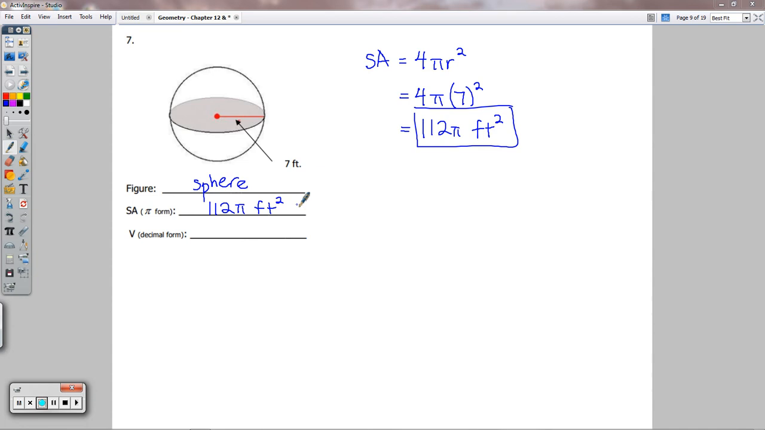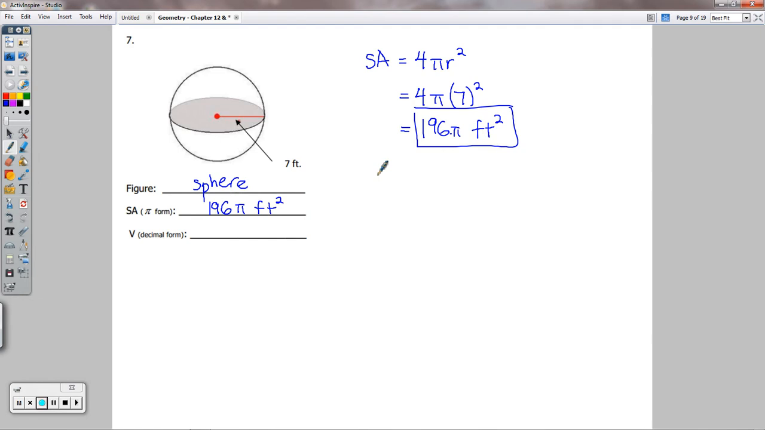Well, before I move on, I noticed a mistake I made. I said this was, what did I even say? I don't know, 28? I was thinking this times this. What is 7 squared? That's 49. So 49 times 4 is 196. So we have 196 and not 112. My fault there. 196 pi, not 112.